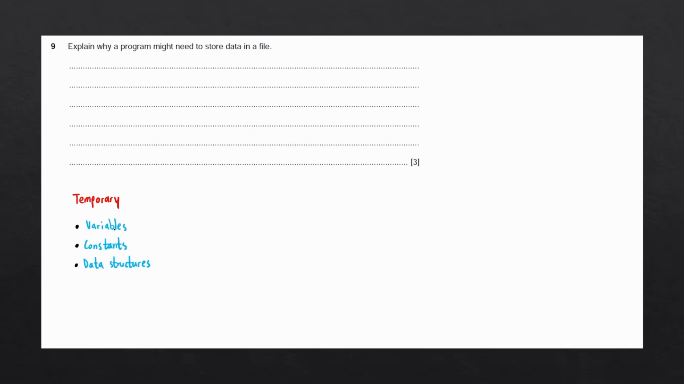Oftentimes, when we're running a program, we might want to store data that we've used in the program into a file to be stored on our drive. This would be called permanent data, and this is where files are used. The reasons for storing data in files are as follows.